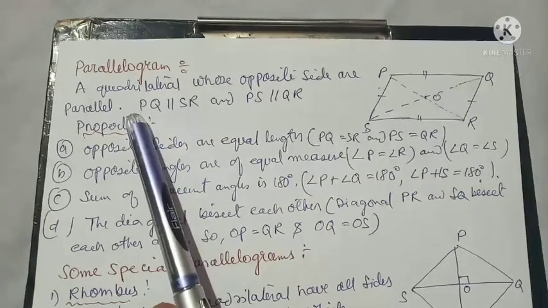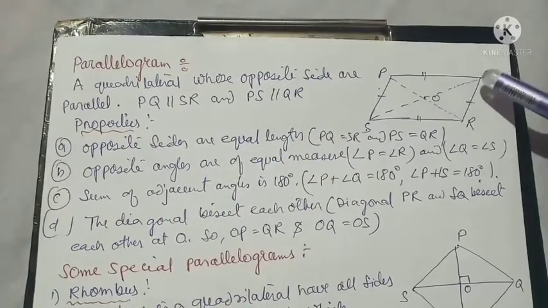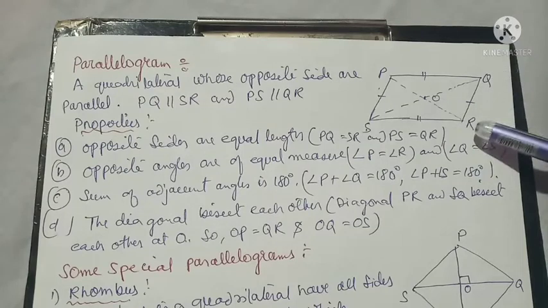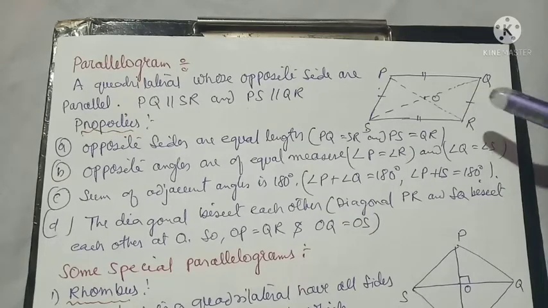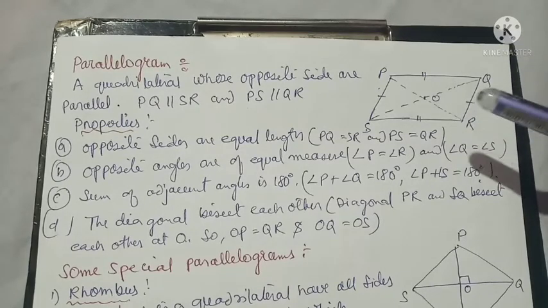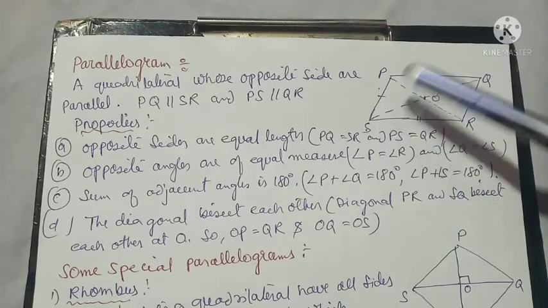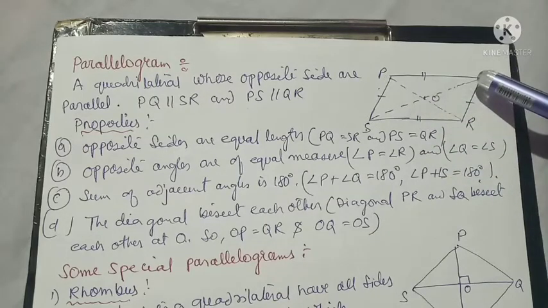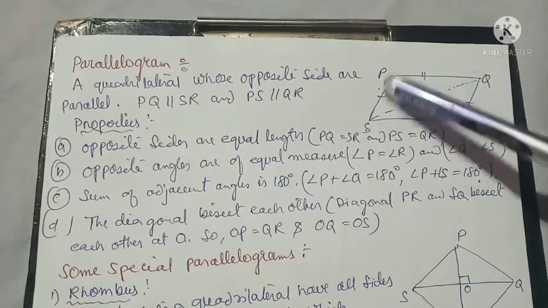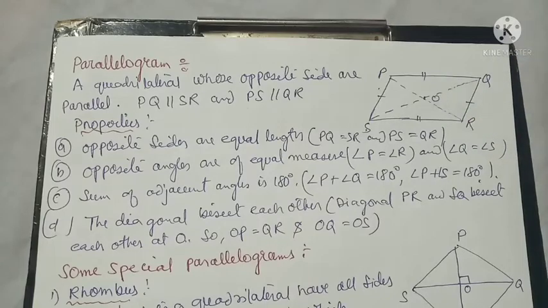Parallelogram. Let's see, it is a quadrilateral whose opposite sides are parallel, that is PQ and RS, QR and PS. This side and this side, length and breadth, are equal. Then length and breadth are parallel. If the opposite sides are parallel, that is PQ, RS, and PS and QR are parallel, then this type of quadrilateral we call a parallelogram. Understand?